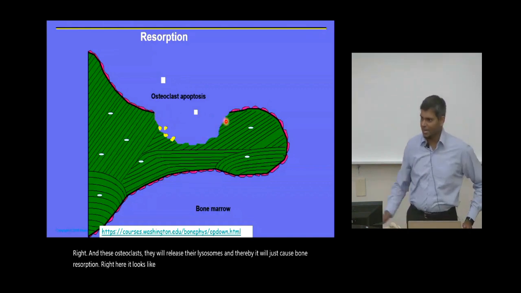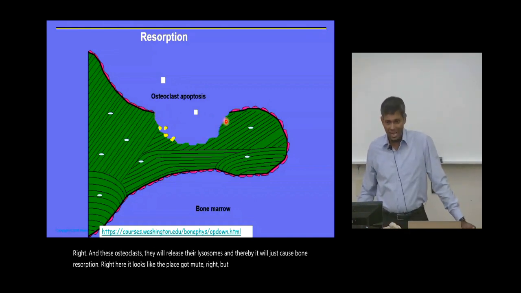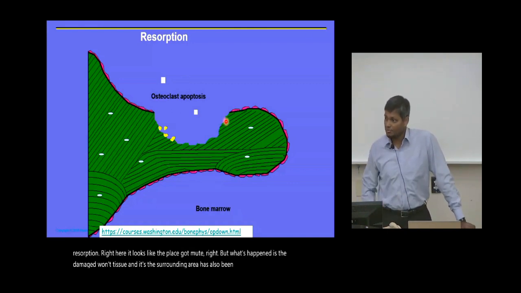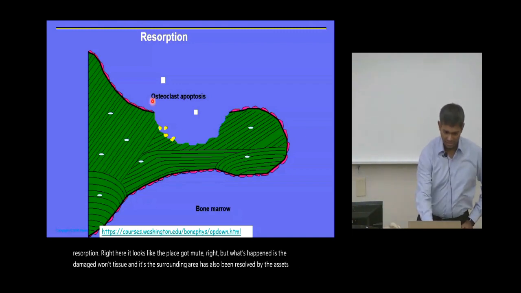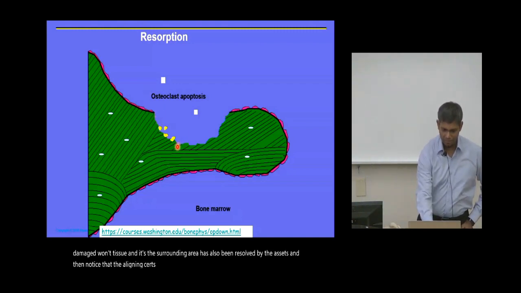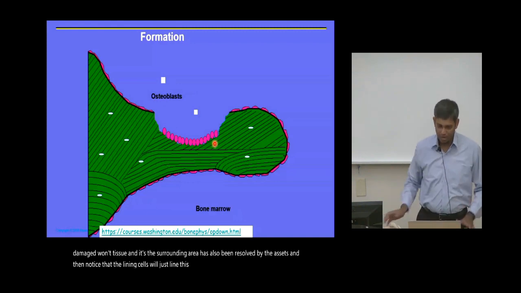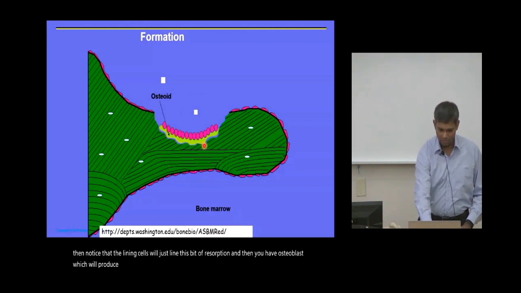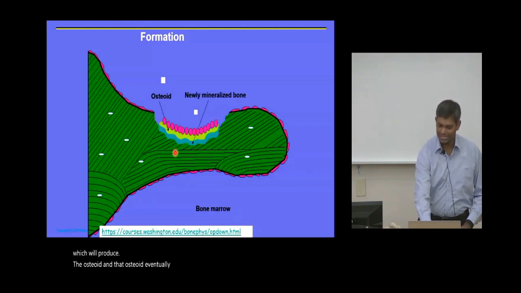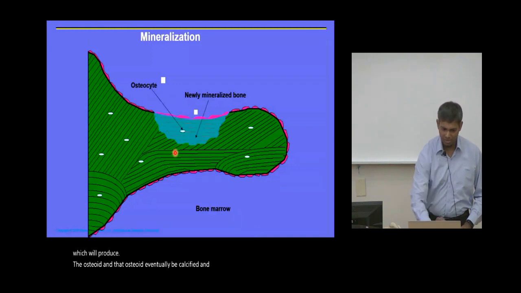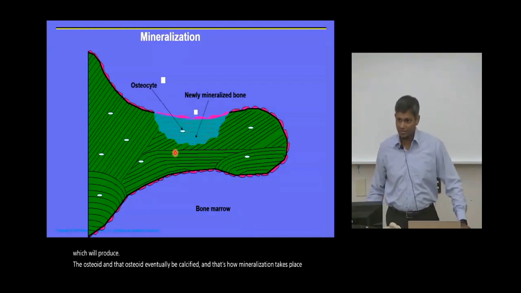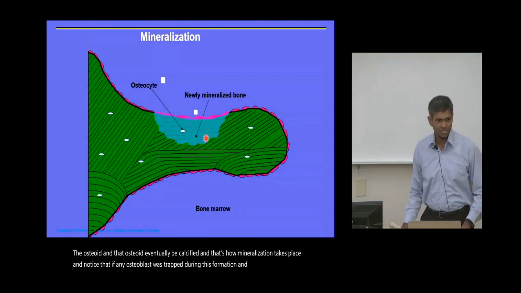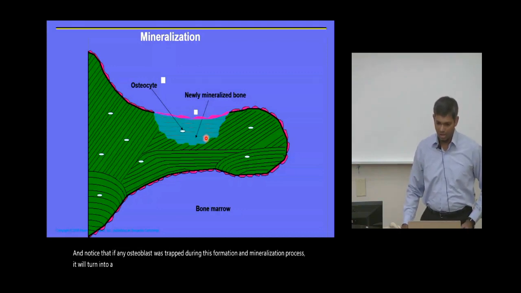It looks like the place got nuked, right? But what's happened is the damaged bone tissue and the surrounding area has also been resorbed by the acids. And then notice that the lining cells will just line this pit of resorption, and then you have osteoblasts, which will produce the osteoid, and that osteoid can eventually be calcified, and that's how mineralization takes place. And notice that if any osteoblast was trapped during this formation and mineralization process, it will turn into an osteocyte.